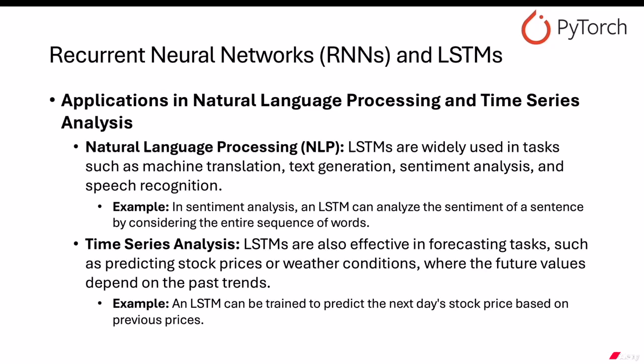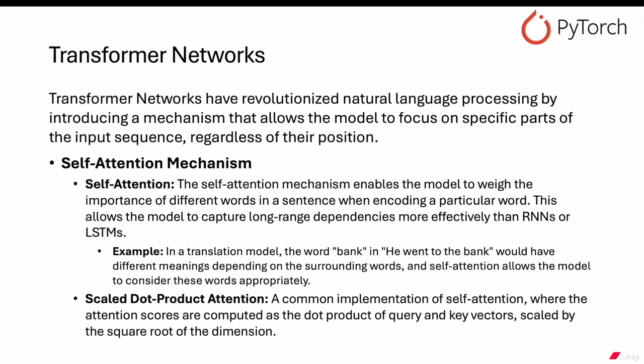LSTMs are also effective in forecasting tasks such as predicting stock prices or weather conditions, where the future values depend on the past trends. Example: an LSTM can be trained to predict the next day's stock price based on previous prices. Transformer networks have revolutionized natural language processing by introducing a mechanism that allows the model to focus on specific parts of the input sequence, regardless of their position.